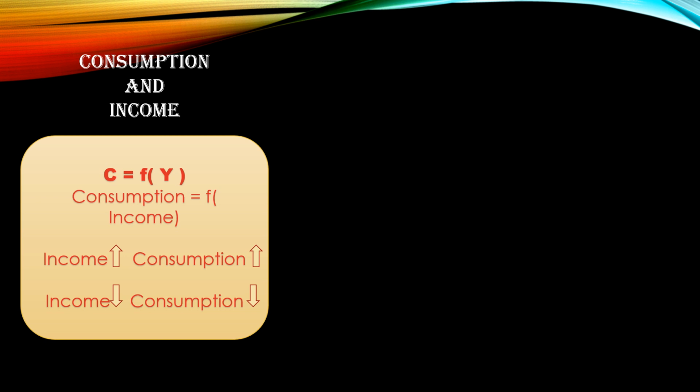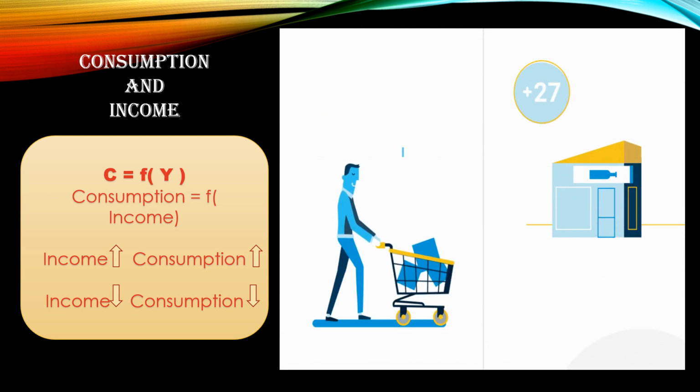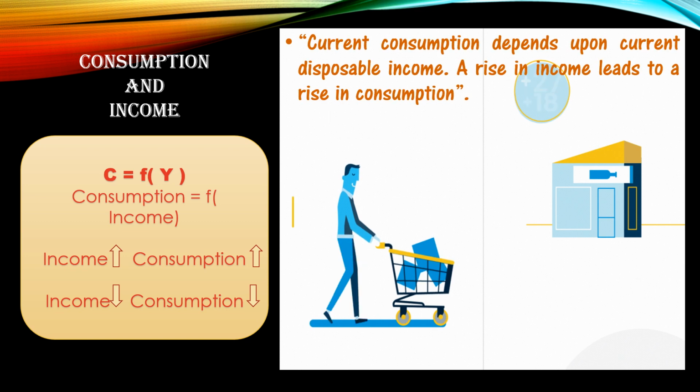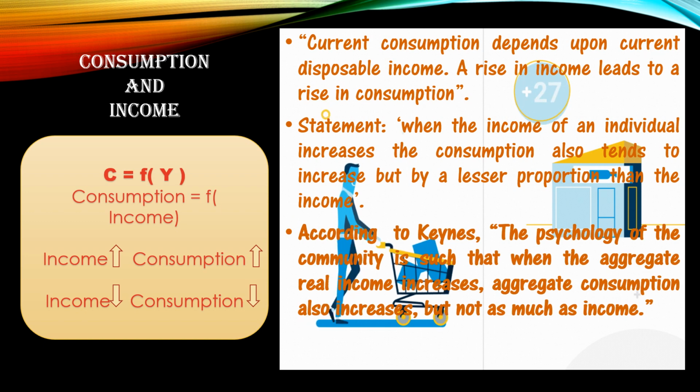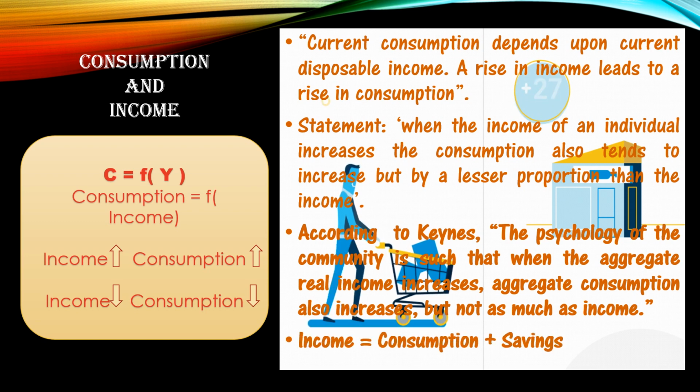And we very well know that there is a behavior among people that when the income of people increases, the consumption also tends to increase. So as the income increases, consumption increases, and when the income declines, the consumption also declines. This same behavior has been observed by Keynes and has been given as a hypothesis. The statement clearly states that when the income of an individual increases, the consumption also tends to increase, but by a lesser proportion.